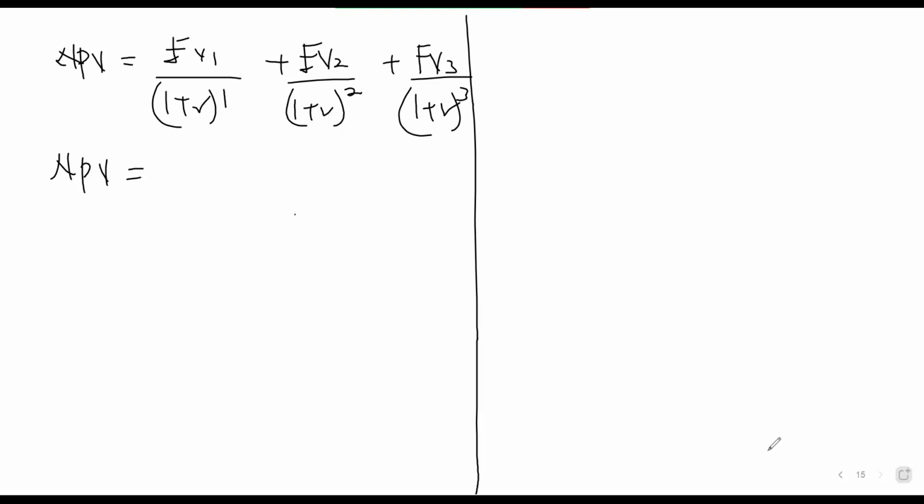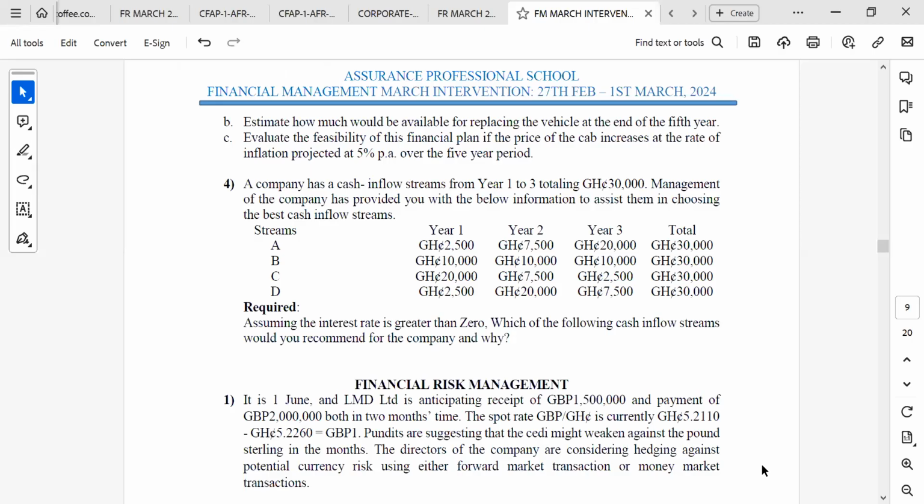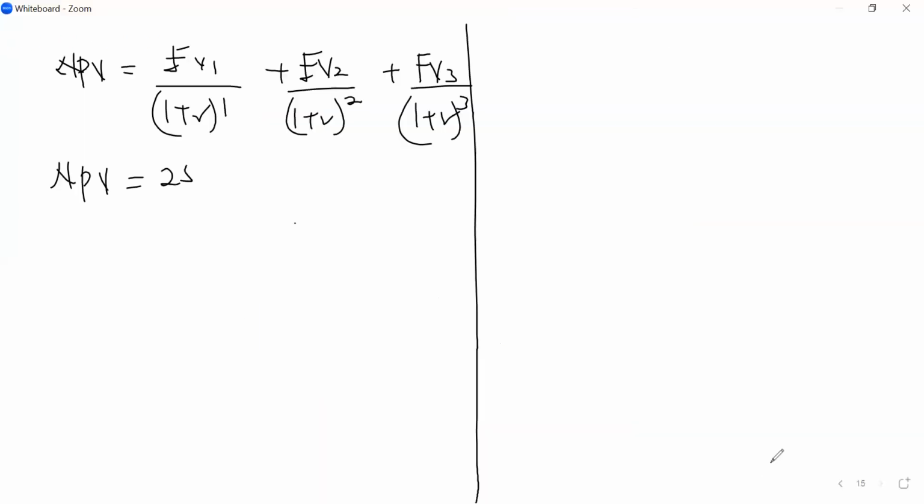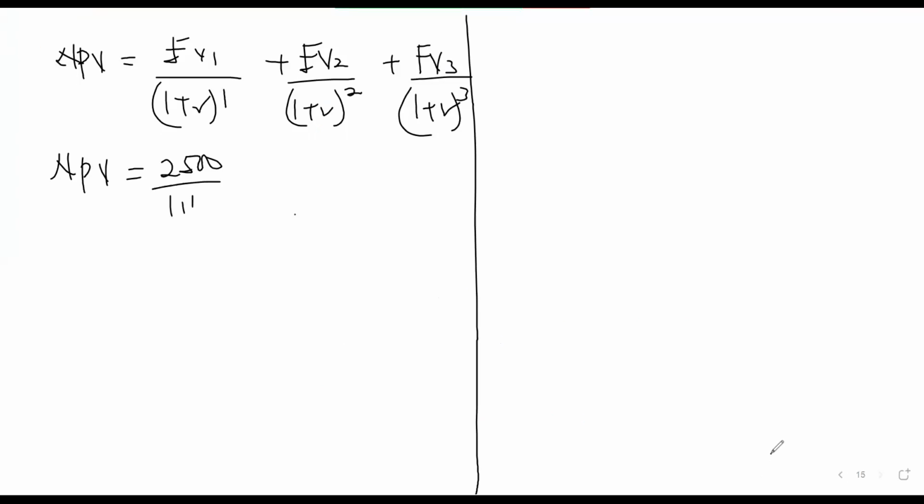So the cash flow for stream A, what is it? It's 2,500, 7,500, and 20,000. So we have 2,500 divided by 1.1, plus 7,500 divided by 1.1 exponent 2, plus 20,000 divided by 1.1 exponent 3. So you get a total present value and put it there. Then you come to stream B.